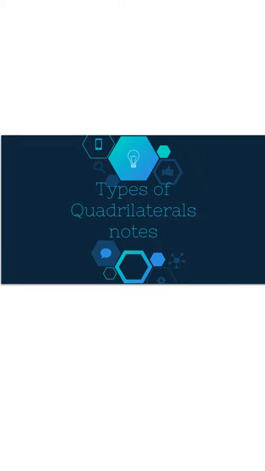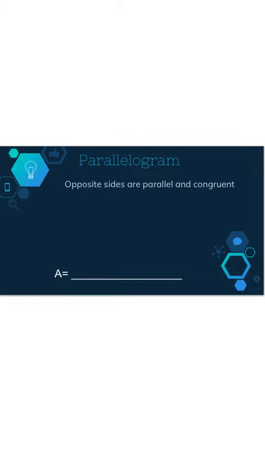Types of quadrilaterals notes. Special quadrilaterals. A parallelogram has opposite sides that are parallel and congruent. That means that they have opposite sides that have lines that will never touch, and they are congruent, or the same length.